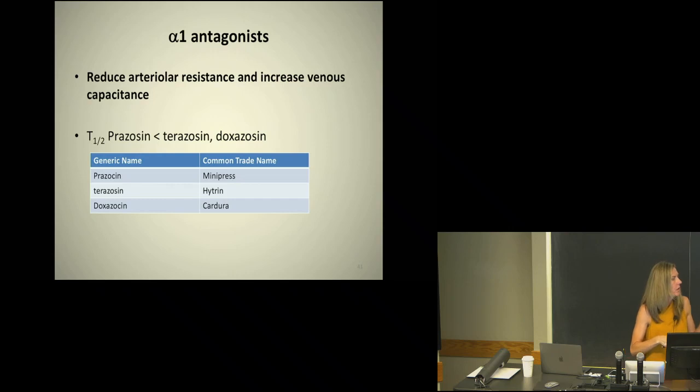Okay. So there are 3 of these alpha 1 antagonists. There's prazosin, terazosin, and doxazosin, these are the common trade names for these. Minipress, the one that's been out the longest, has the shortest half-life. I prefer that you just learn Cardura, okay, for the test.